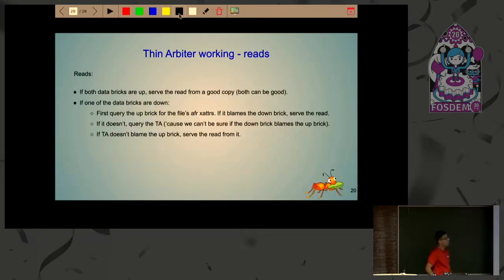So to summarize what we discussed in the previous slide, if both the data bricks are up, then you serve the read from a good copy. Both can be good. If one of them is down, then you will have to query the brick which is up. And if it doesn't blame the brick which is down, then you can surely serve it. But otherwise, you will have to contact the Thin Arbiter and get the information from it to see which is good and which is bad.